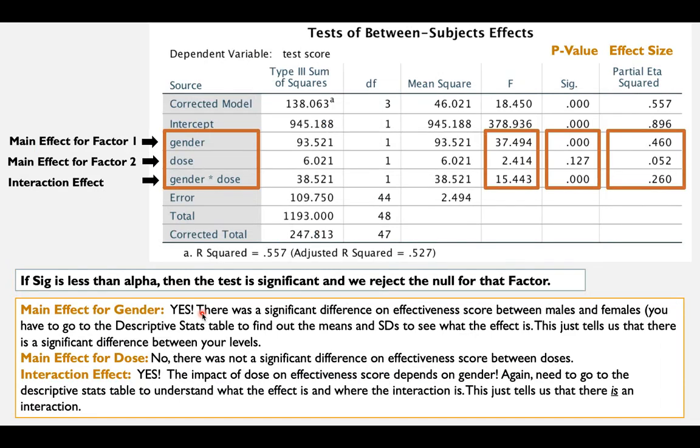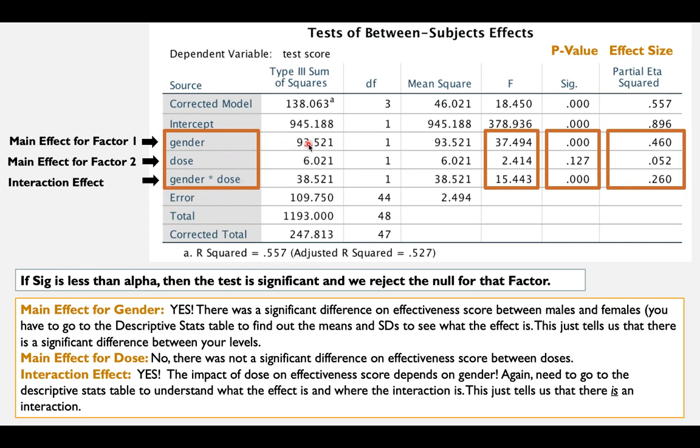Okay, we've waved our magic wand, and the magic wand has done the factorial ANOVA for us. We're looking at the complete ANOVA table, the complete F table, where we want to focus on our three effects: the main effect of gender, the main effect of dosage, and the gender by dosage interaction.